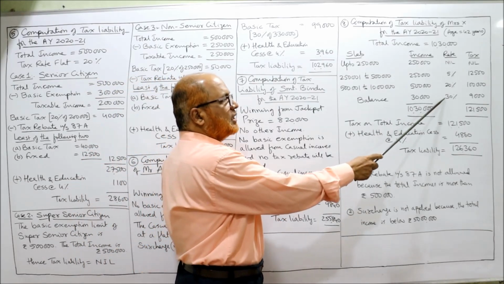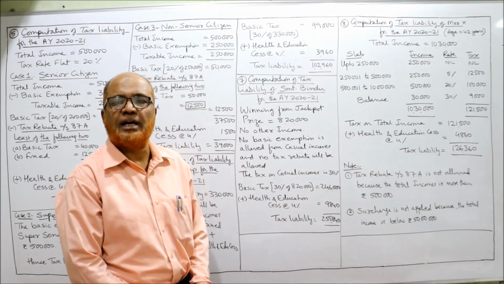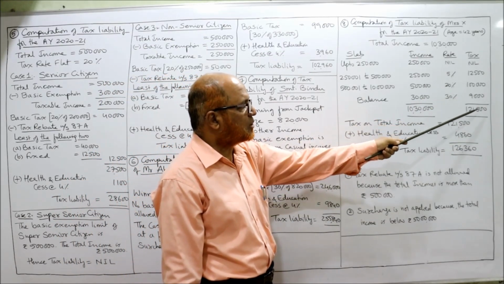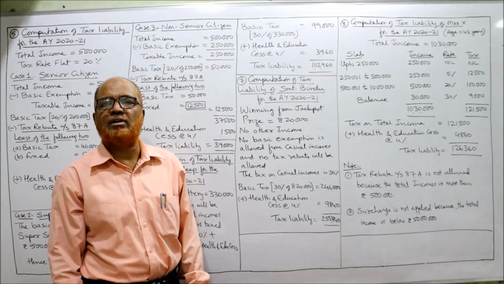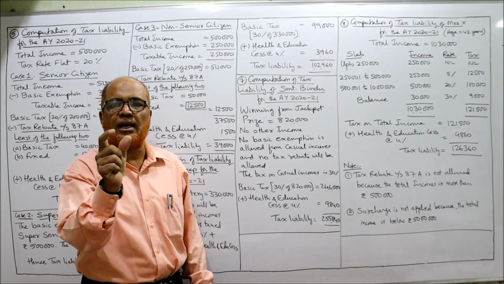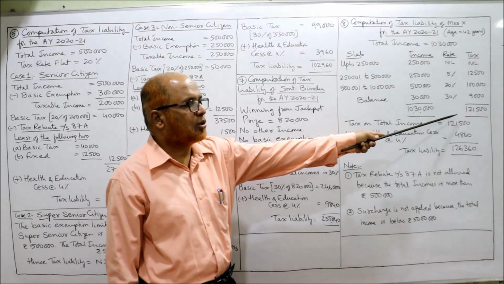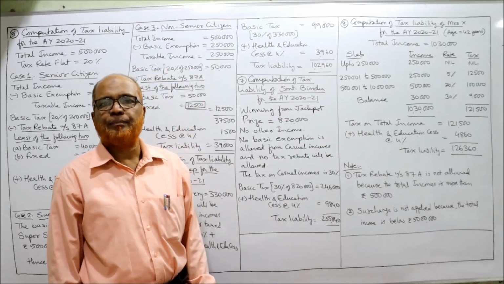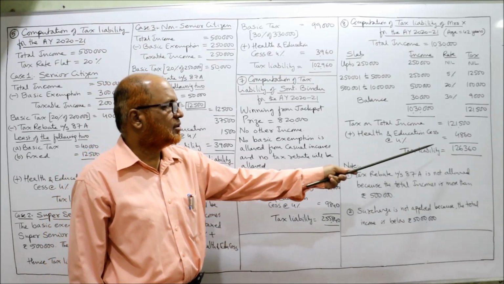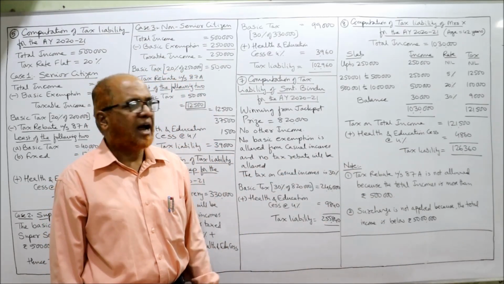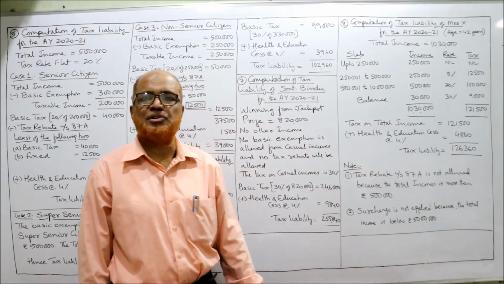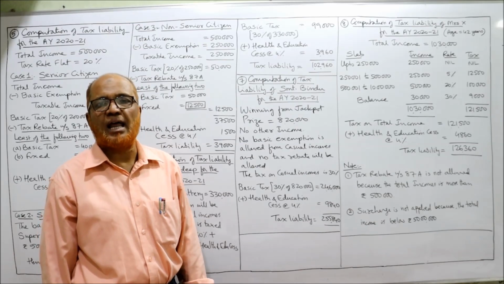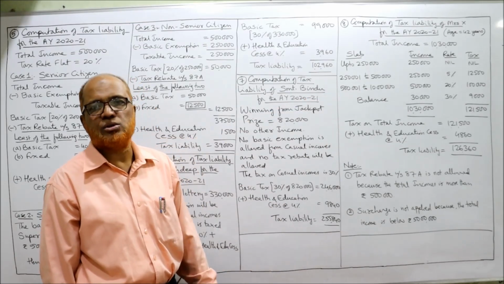So 30,000 into 30%, 9,000. Now you take the total of tax: 12,500 plus 1 lakh plus 9,000, that is 1,21,500. This is the tax on total income. To this we add health and education cess at 4%, which is 4,860. Adding up, we get 1,26,360. That's all. 1,26,360 is the tax liability on the total income of 10,30,000.